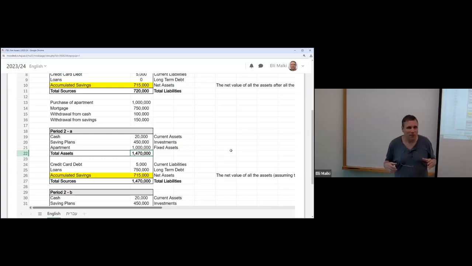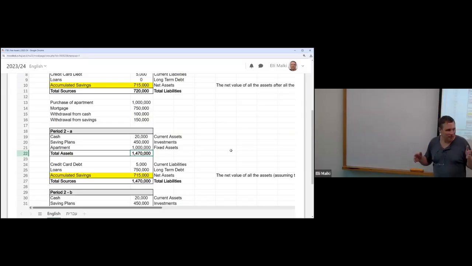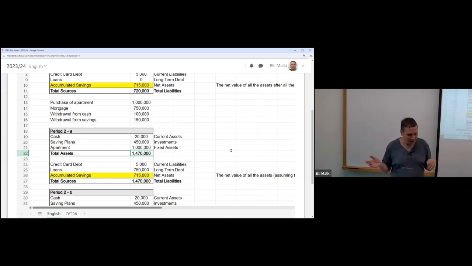So I have the same amount of savings, but now I'm in a little bit different situation, because in the previous period my entire amount of savings was in financial assets, cash and saving plans. Now, part of my saving is in the apartment. Only part is in financial assets and part is in the apartment. I have savings in bricks and mortar, as you say. But the total amount of saving does not change.